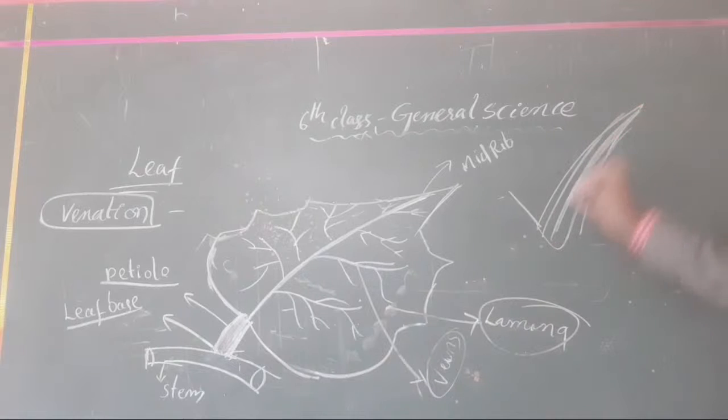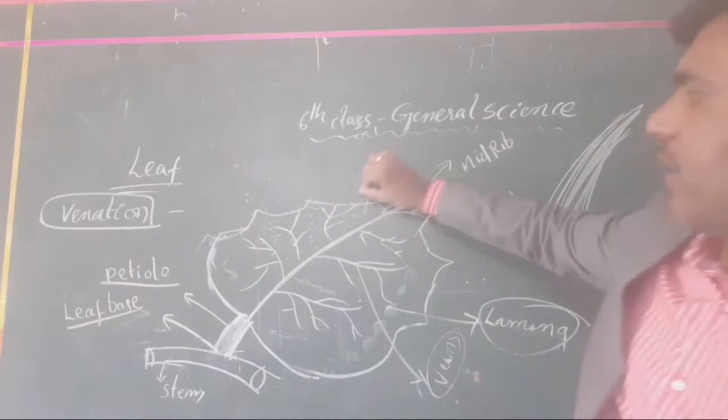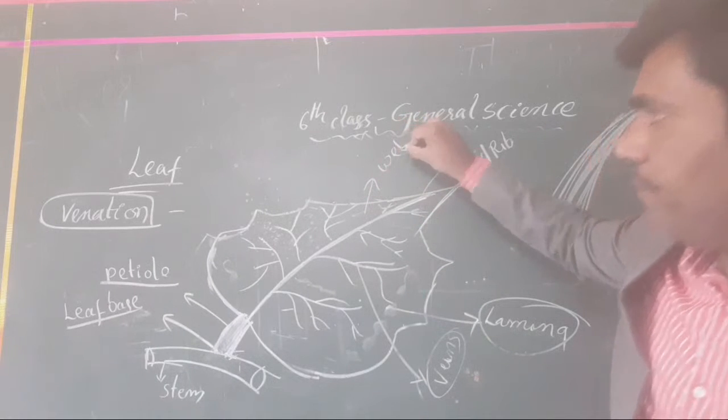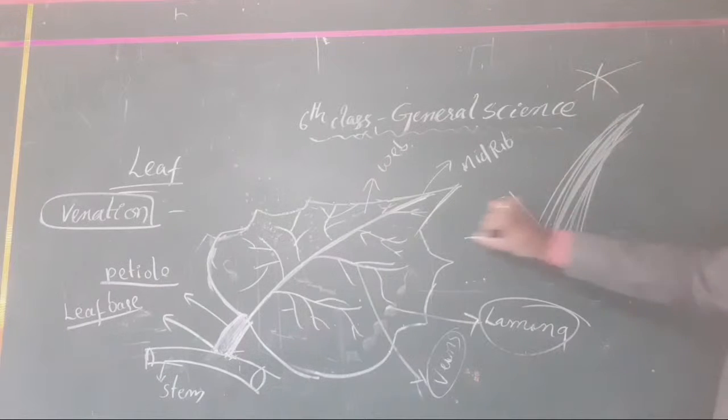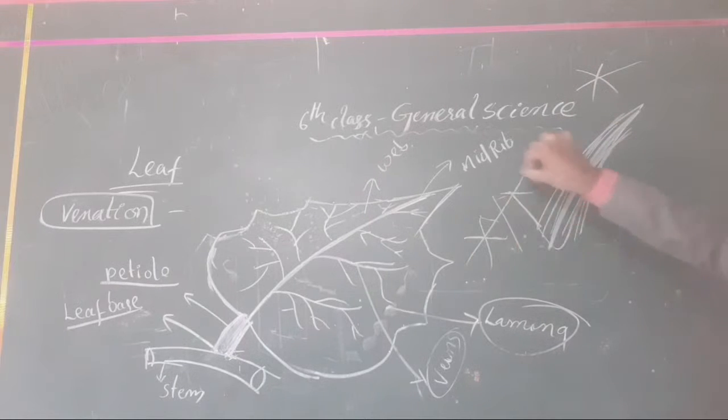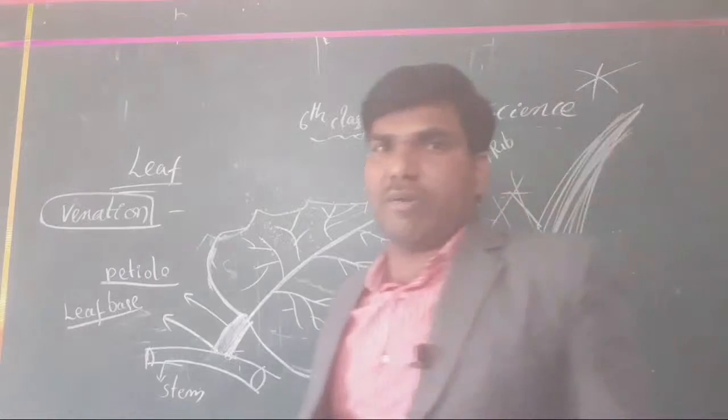The middle rib is available, and around it there will be small lines, one parallel to another one. When you observe, it looks like a web. One line is connected to another line, like this web it is available.